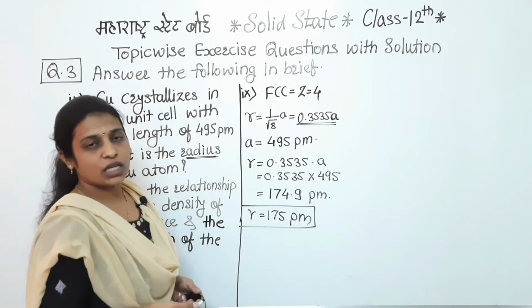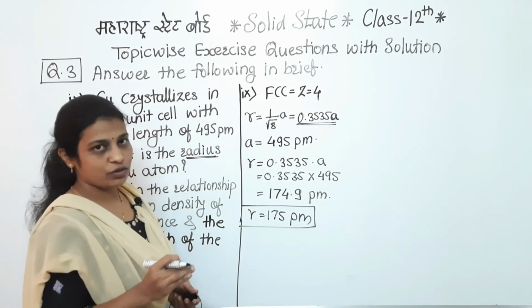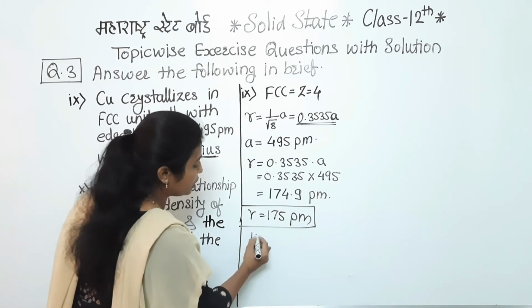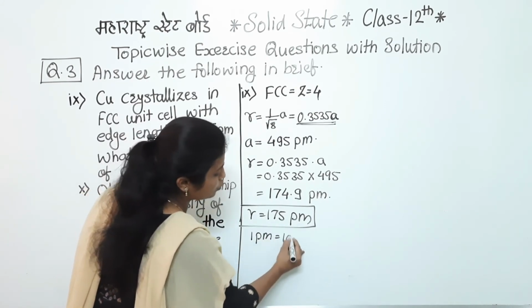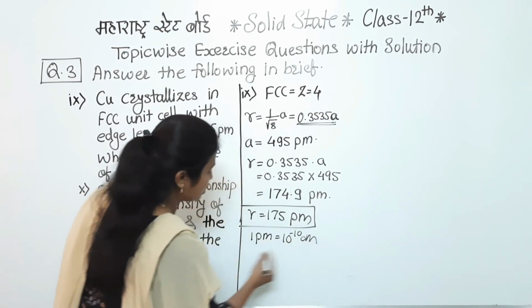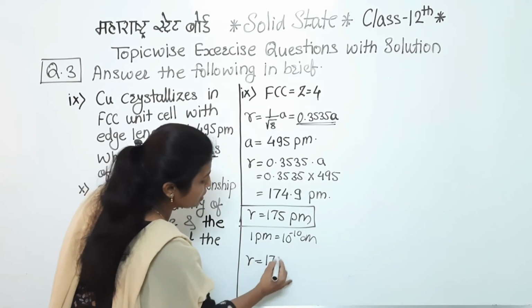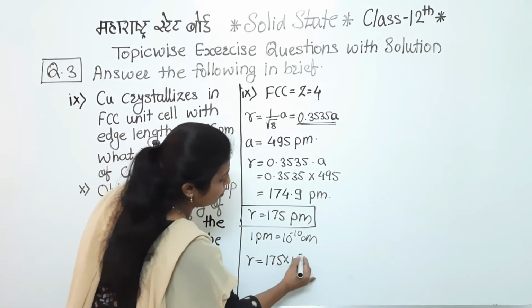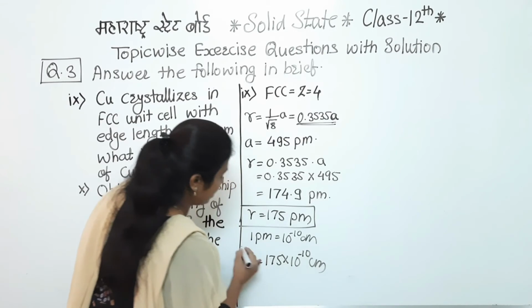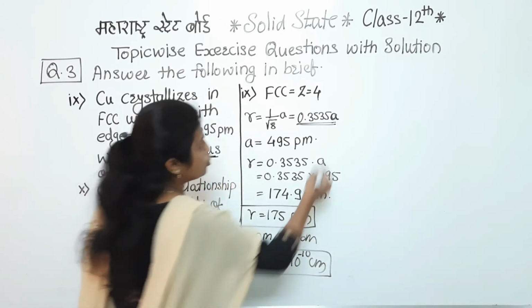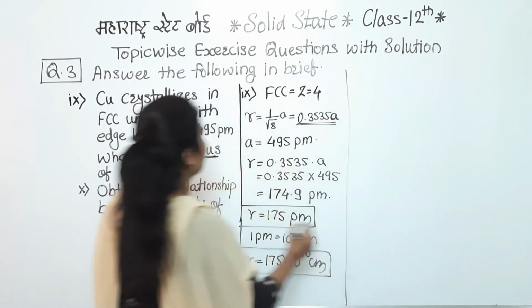How to convert into centimeter? Previously also I have discussed with you that 1 picometer is equal to 10 raised to minus 10 centimeter. Means here simply r is equal to 175 into 10 raised to minus 10. That will be in centimeter. So here we have completed that question number 9.